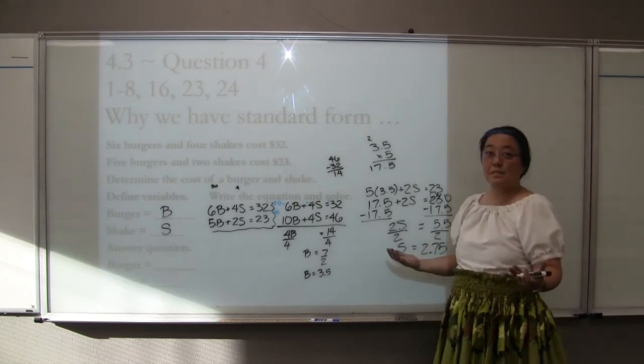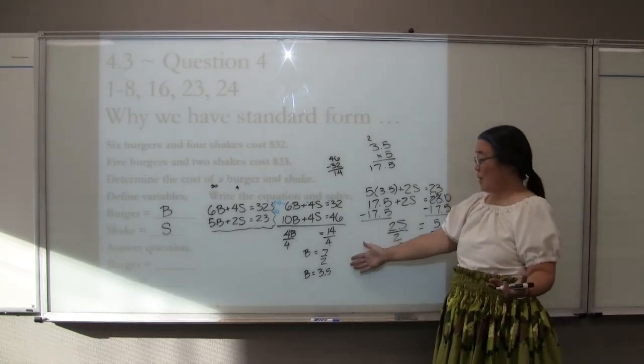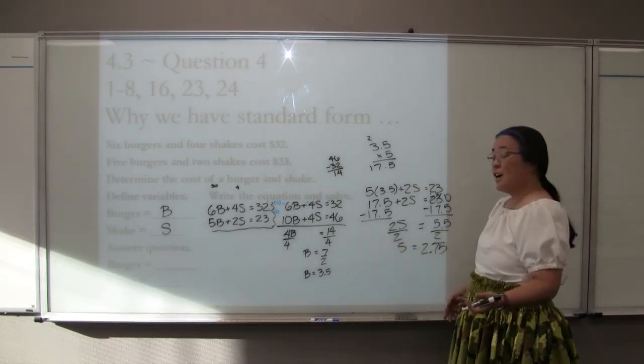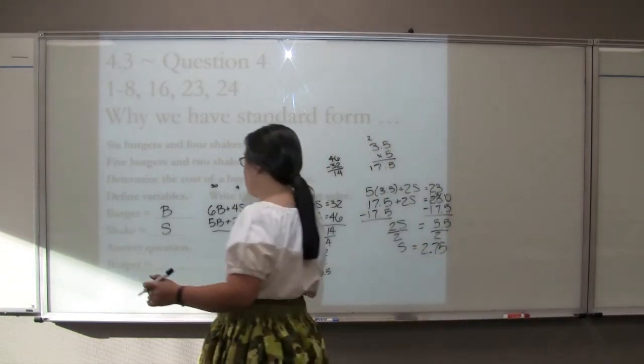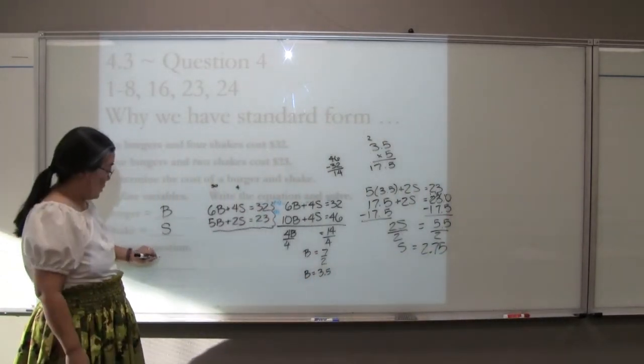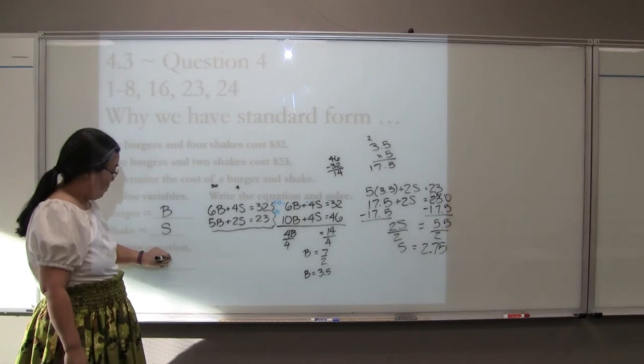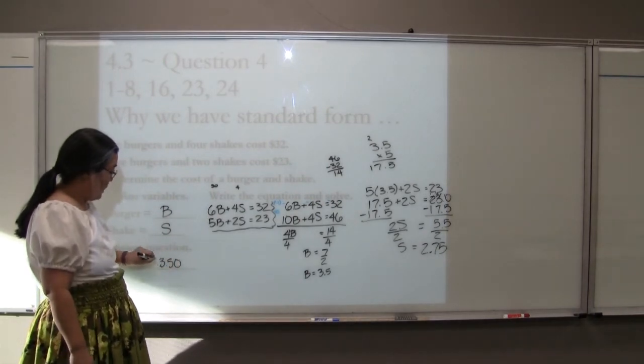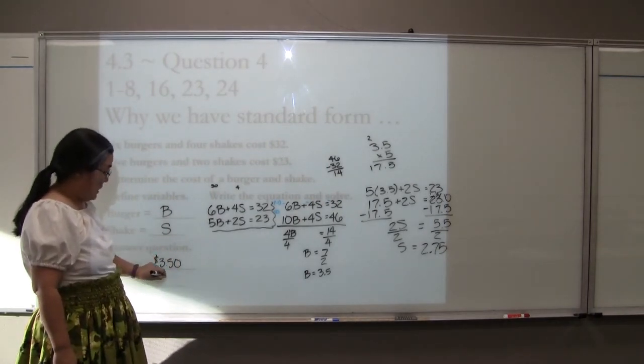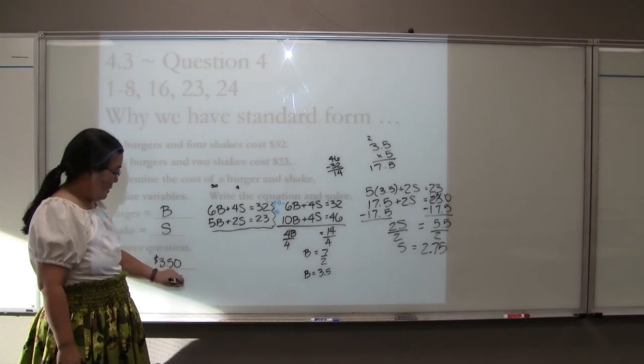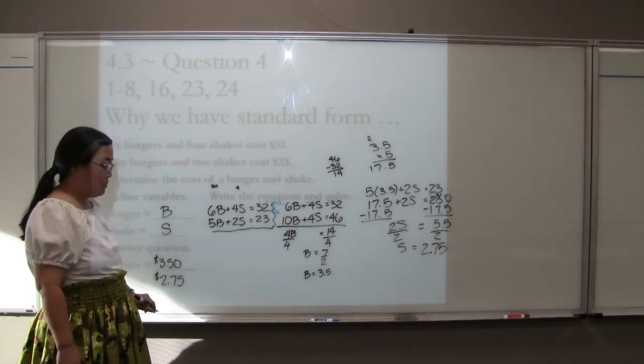$2.75. This is a very reasonably priced restaurant where our burgers are $3.50, our shakes are $2.75. Do make sure that as you write the 3.5, you make it look like money here in the United States, and our money has 2 decimal places.